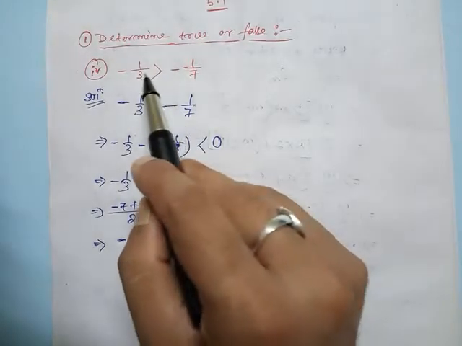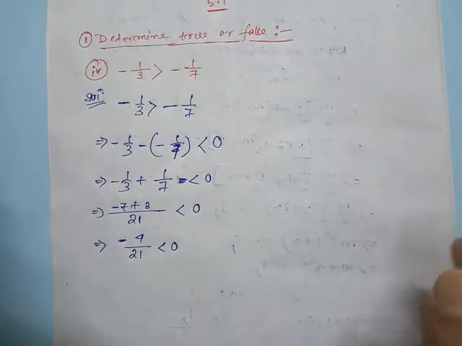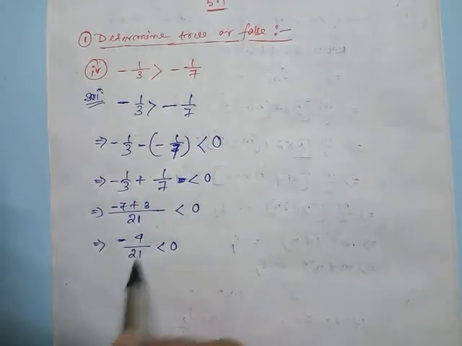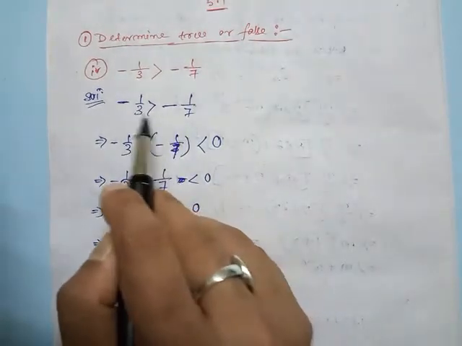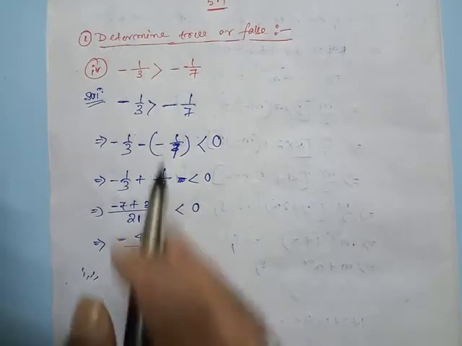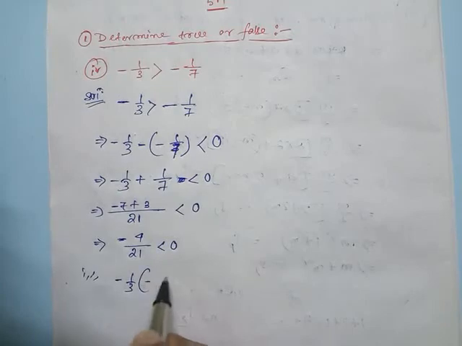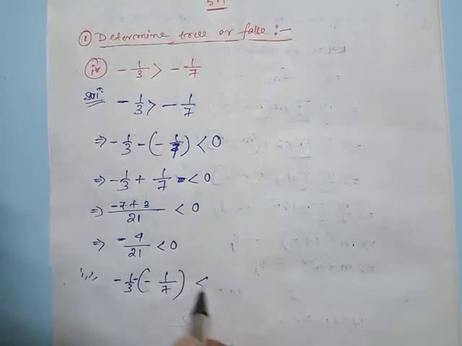But here it is given minus 1 by 3 bigger than minus 1 by 7. We have to check whether it is true or false. Now just after that, this value which I have got, actually I got from here. So I will write here minus 1 by 3, then minus, here also write minus 1 by 7 less than 0.